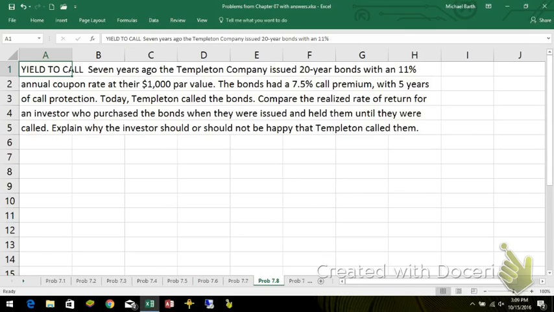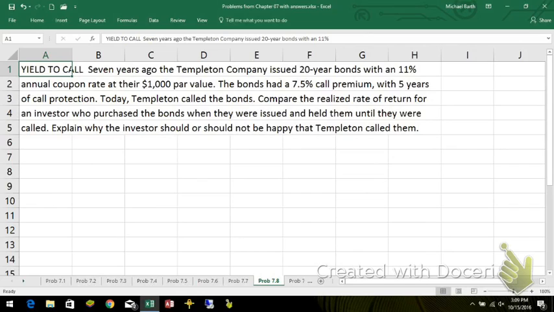So 7 years ago, Templeton Company issued 20-year bonds. So 7 years ago, they issued them at 20 years. Today, they're 13-year bonds. They had an 11% annual coupon rate on their $1,000 par value, so they're paying $110 a year in interest. They have a 7.5% call premium with 5 years of call protection.